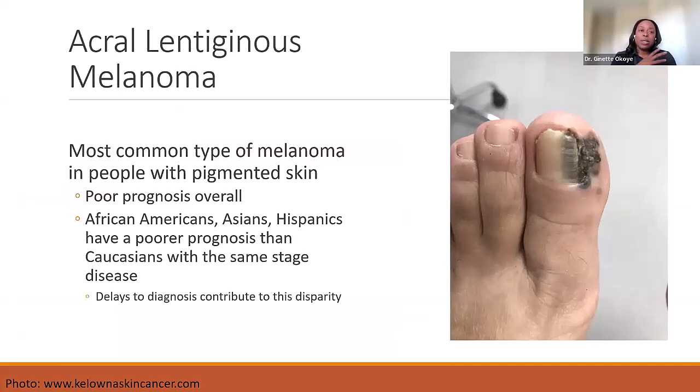And it's actually one of the types of melanoma that has the poorest prognosis in everyone, but it has an even poorer prognosis in people with pigmented skin. It's the most common type of melanoma in people with pigmented skin. And part of the reason the prognosis is poor is because it's usually diagnosed too late. And so just being able to recognize this change under the nail and around the nail early, you can literally save a patient's toe, you can save their foot, or you can save their life, because that's the order in which they will lose if we get to this too late.